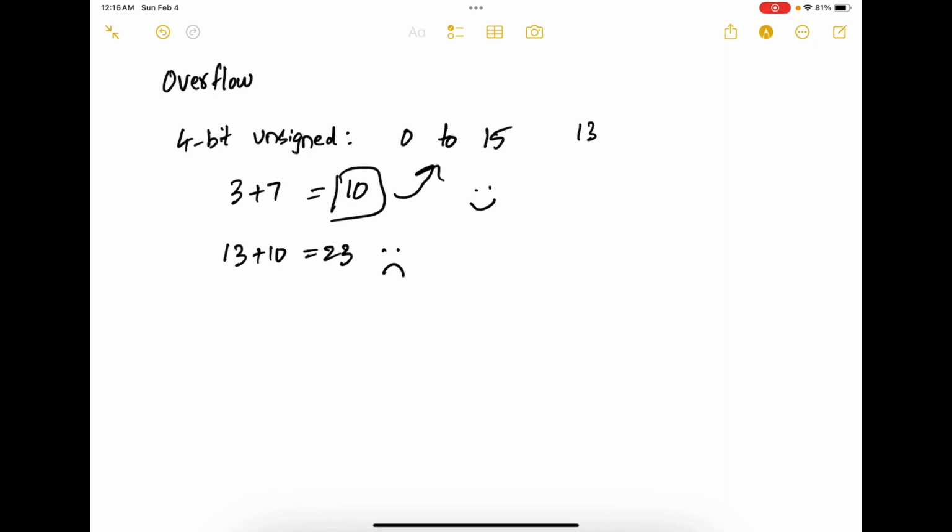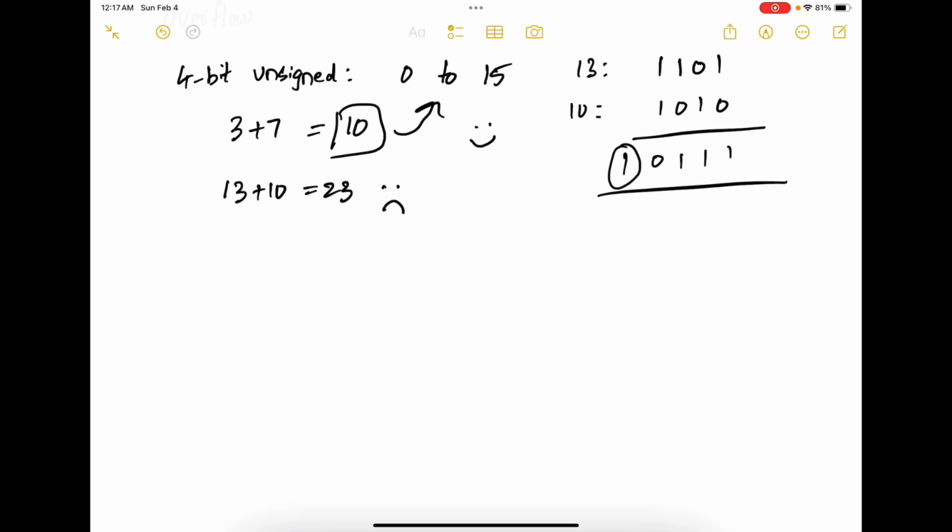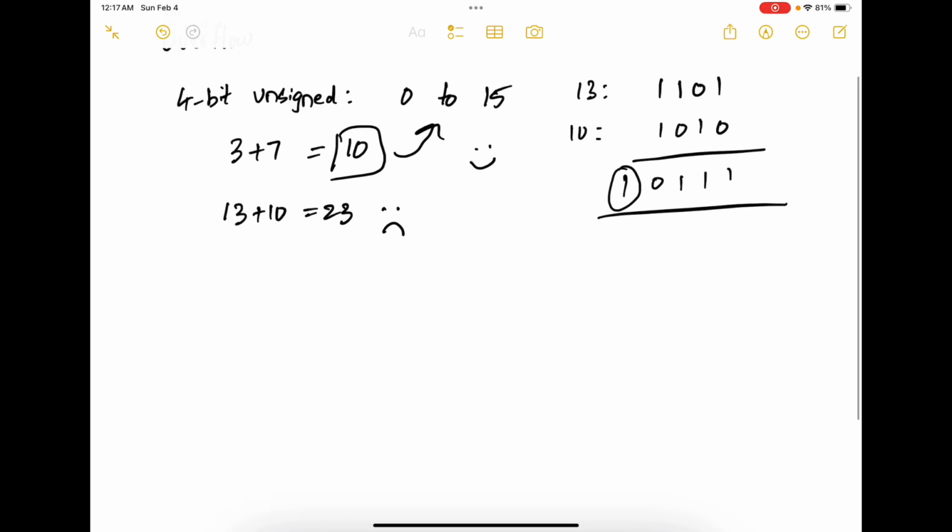See, until now, let's say you have 13. What you did was you took 8 plus 4 plus 1, and 10 would be, okay? What we did was we added them up, and we had a final carryout, which we took as our 5th bit. However, this is not as straightforward because in your computer, you just cannot assume that you have an extra space, right? How do we deal with this scenario? So in this case, we say that there is an overflow.